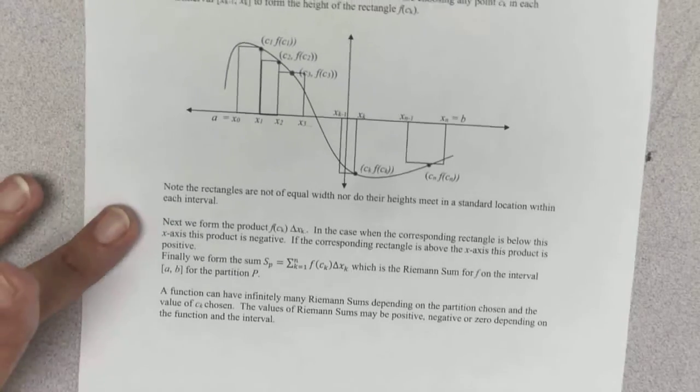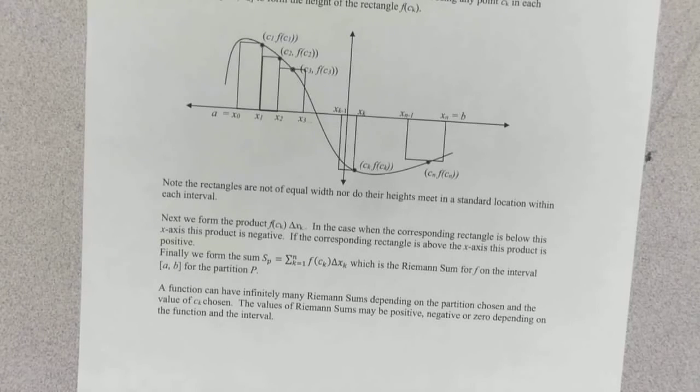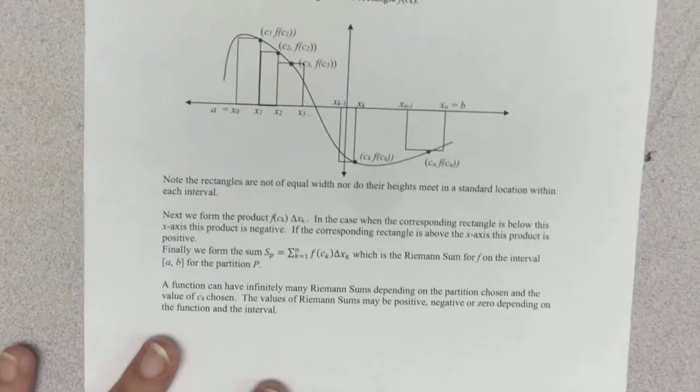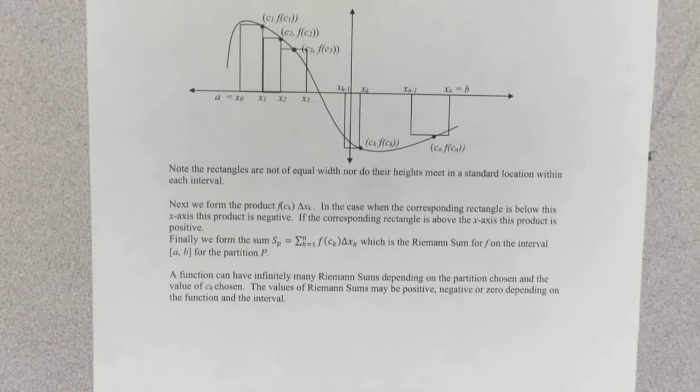Then lastly, a function can have infinitely many Riemann sums depending on the partition chosen and the value of c sub k chosen. The values of Riemann sums may be positive, negative, or 0, depending on the function and the interval. But all you really need to remember at this junction is that a Riemann sum is the idea of adding up areas of rectangles, where I put areas in air quotes, because if it's below the x-axis, that product would be negative. And that's the end of this section.